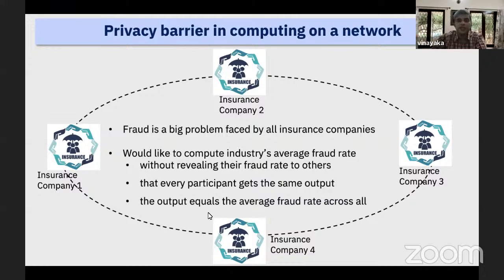That's the first thing. The second thing is that if they participate in a protocol to compute this average, the protocol should ensure that every participant gets the same output. So if we get the average to be 4, everybody gets the average to be 4. It should not be the case that I get an average of 4 and someone else gets an average of 5. Then it's useless. And of course, the third one is that the output actually equals the average fraud rate across all. Meaning, we all get 4, but the actual average rate was only 3. That should not be the case. If we all get 4, the answer should be 4. So this is what they would like to do.